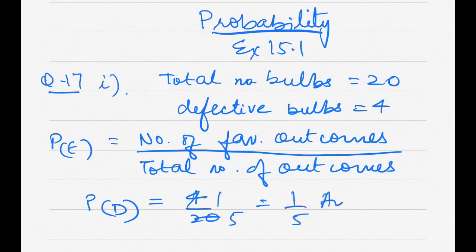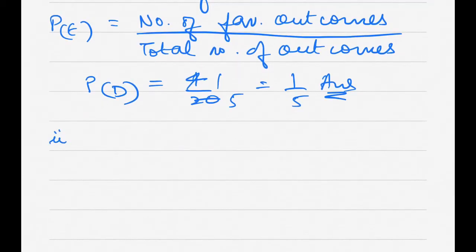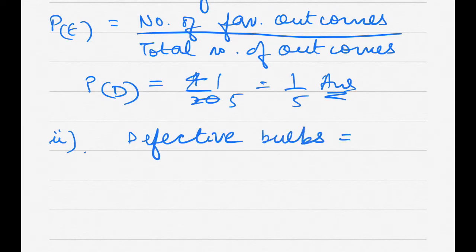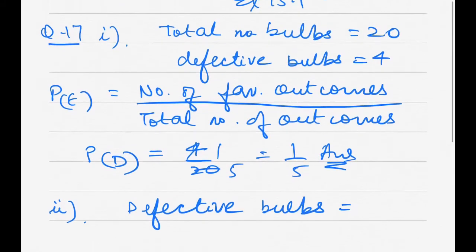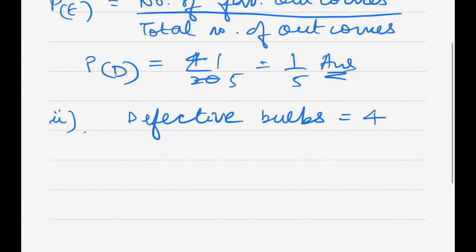Now I'll move to the second part of the question. In the second part they say suppose the bulb which we have drawn is not defective. So defective bulbs are still how much? 4 only, right? It has not been replaced. So total bulbs now become 19 because 1 has been taken out.